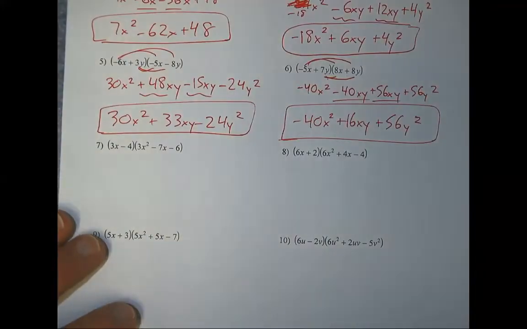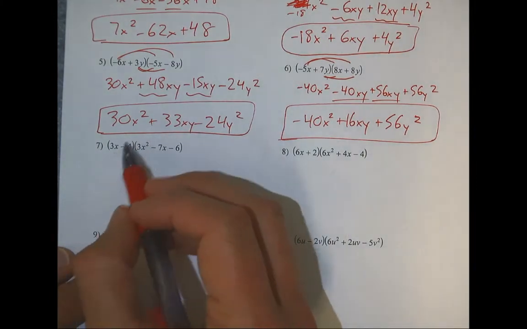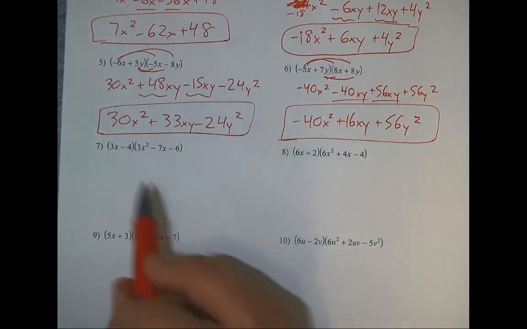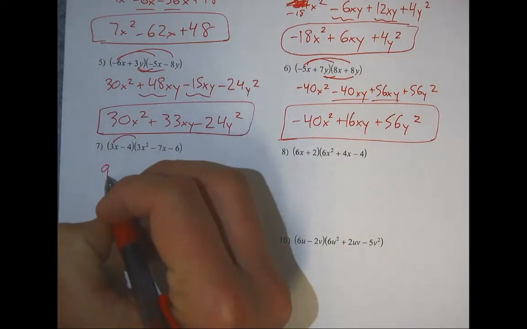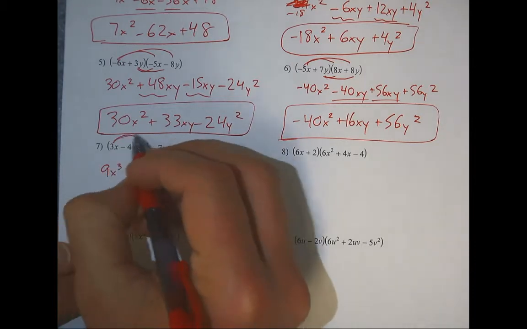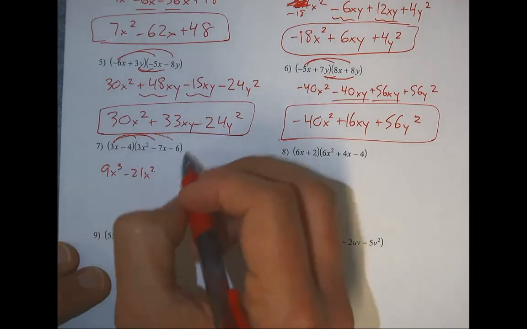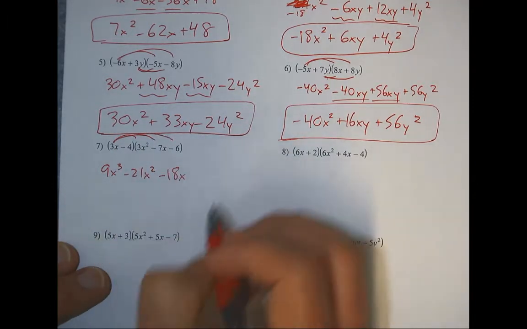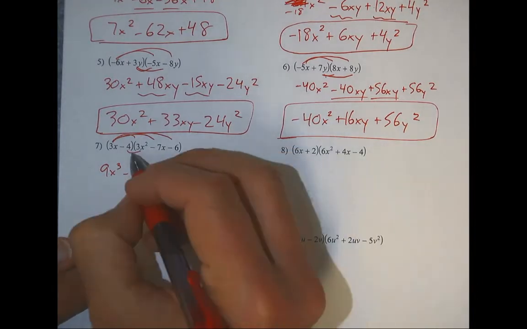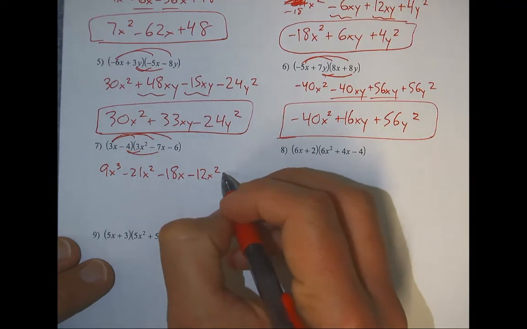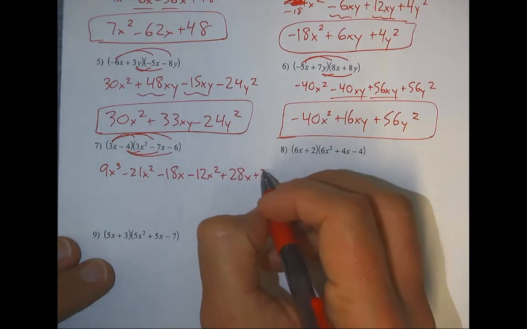All right, now we have a trinomial. It just adds more. We're still going to take the 3x and distribute it to everything, and then the negative 4, and distribute it to everything. So you're going to have 6 terms total before we simplify. So right here, 9x to the third, negative 21x squared, negative 18x. Here, negative 12x squared, positive 28x, positive 24.